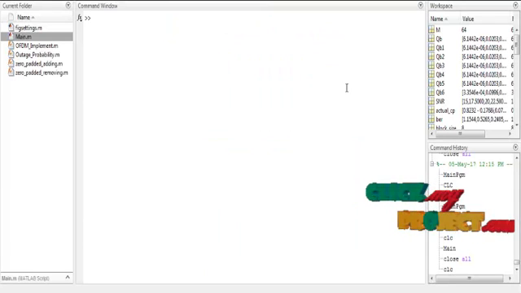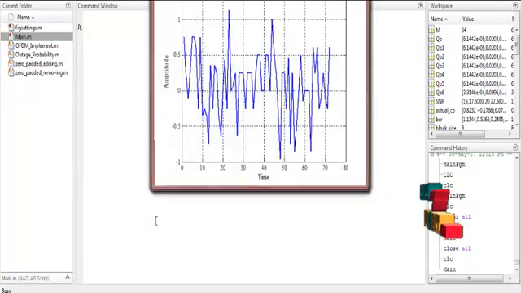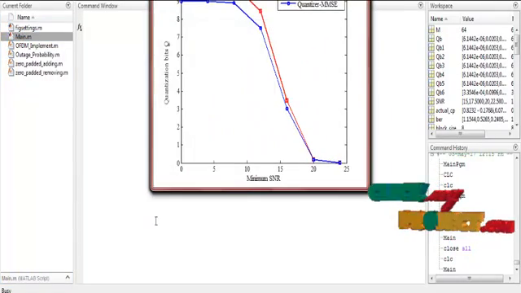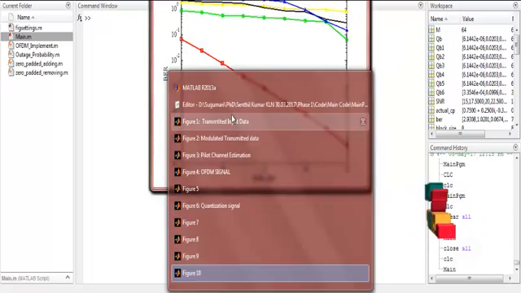Now let us discuss the running procedure for the project. Click the main file and then run. All the outputs are displayed, like the quantized output. Similarly, I will describe them one by one.